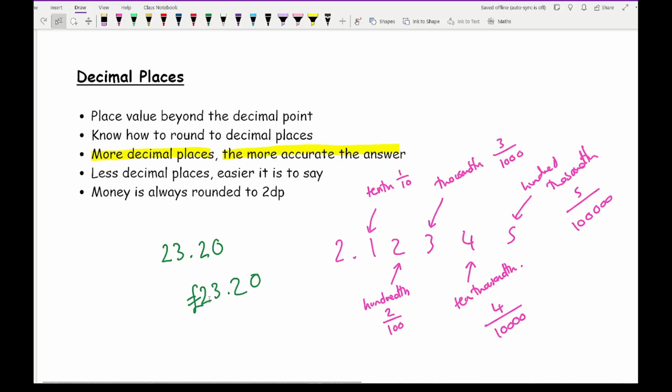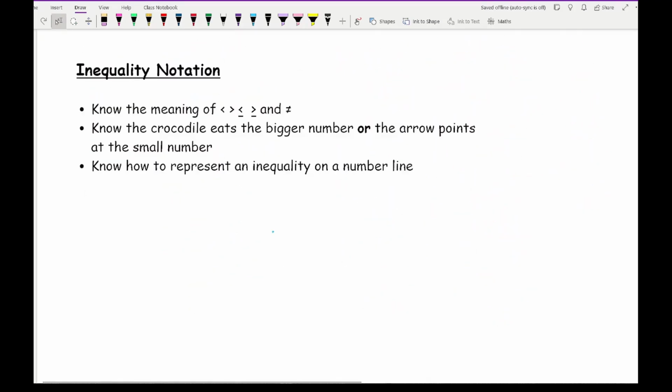Now also, when you work with decimal places, when you're doing adding, subtracting and ordering, just make sure that you've got the same number of decimal places in each of the numbers, and if you haven't, then just add 0s so that is the case. So then moving on to our last topic on the number section, which is inequality notation. So for this, obviously you need to understand and know what the meaning of all the inequality signs are.